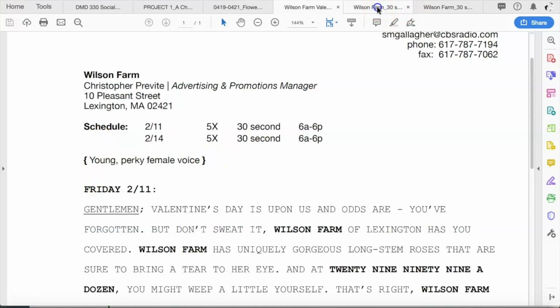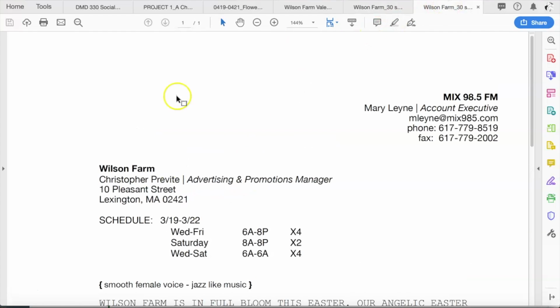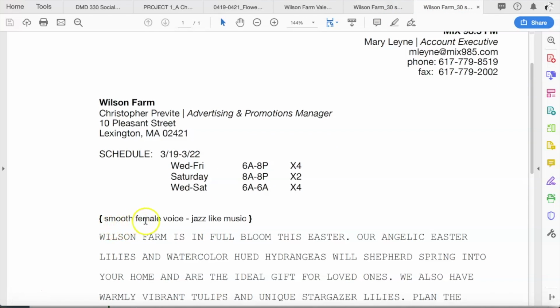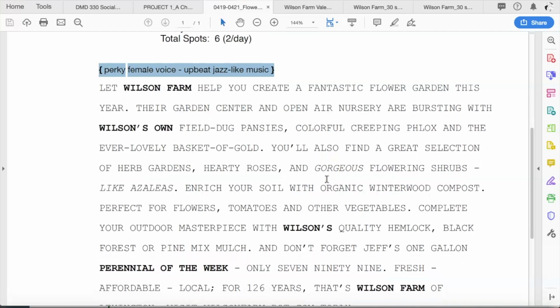And if you look at some of these other examples, they all say similar things. Young, perky female voice. Young voice, upbeat. This one's non-gender specific. It didn't matter whether it was a male or a female. This one here, smooth female voice, jazz-like music. So not perky, smooth, a little more laid back. Now, of course, the type of voice you choose has a lot to do with the type of message you're getting across in your radio ad. So think about, what do you want it to sound like? What type of person would you like to be reading this, and how does it make sense with your copy?